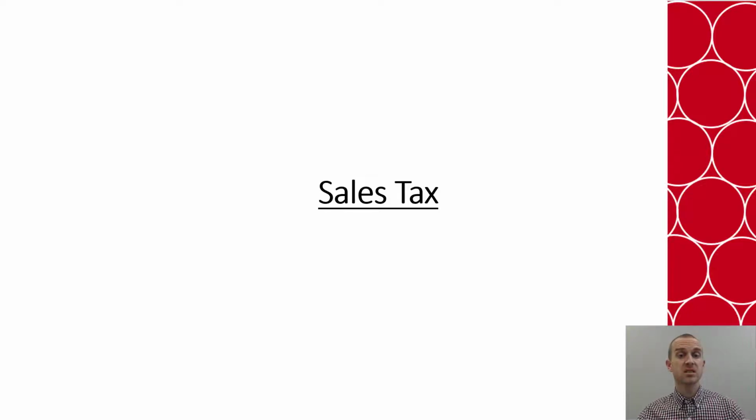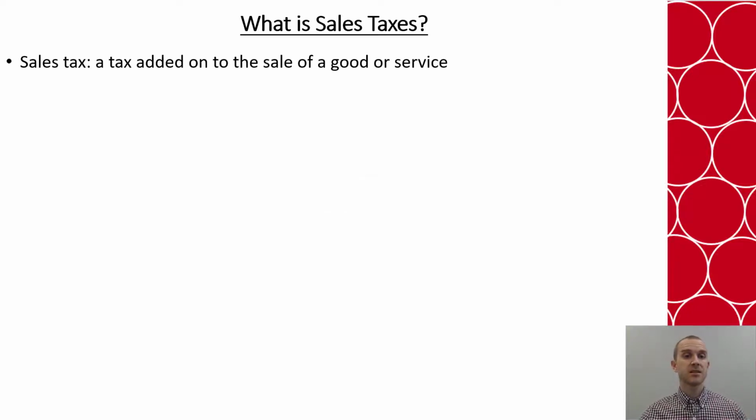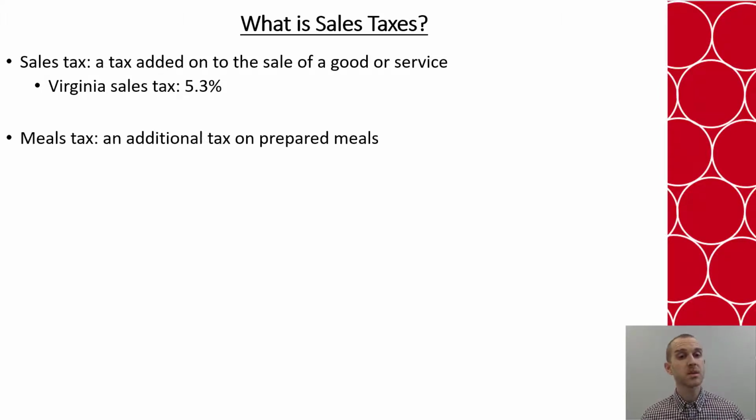In this video, we'll discuss sales tax. Now, a sales tax is a tax that we add on to the end of a sale on a good or a service. In Virginia, we have a state sales tax of 5.3%. Now, there are also things like meal taxes, which are additional taxes added on to the end of a sale on prepared meals at bars and restaurants.